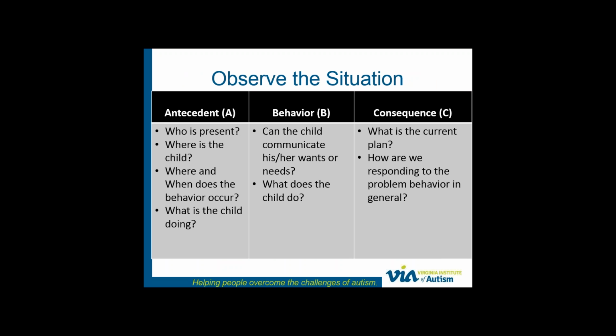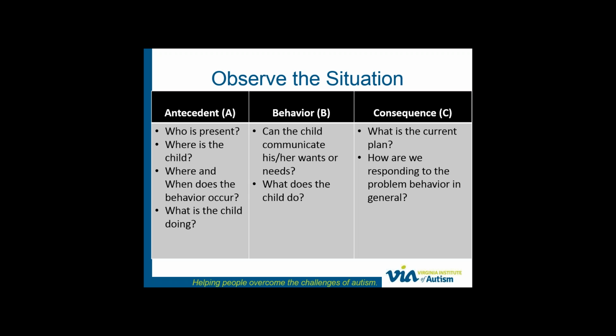So like I said, the first step in developing the intervention is to look at situations, kind of like we did last week. And there are several questions that you want to ask yourself. On the antecedent end, you want to think about, who is present in the environment when this behavior occurred? Where was the child? Where and when does the behavior occur? Does it happen more in the evening? Does it happen more in the morning? We've talked about that last week. Or what is the child doing before that target behavior occurs? So there's a lot of things to look at on the antecedent side when you're observing.